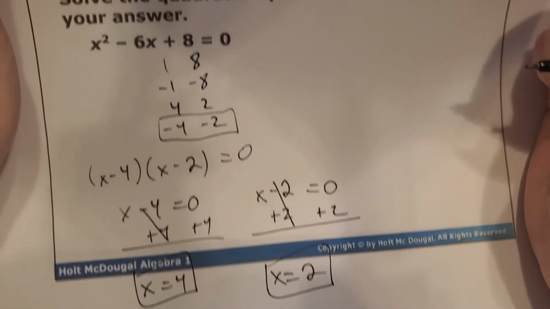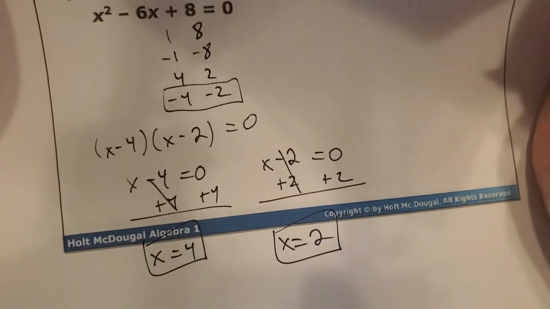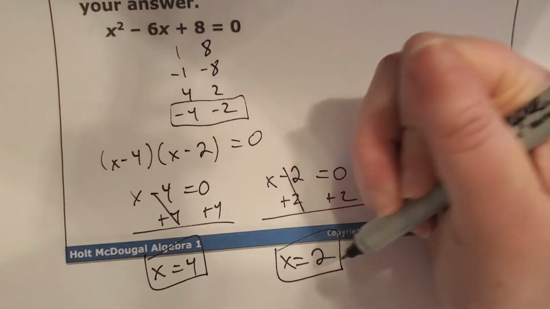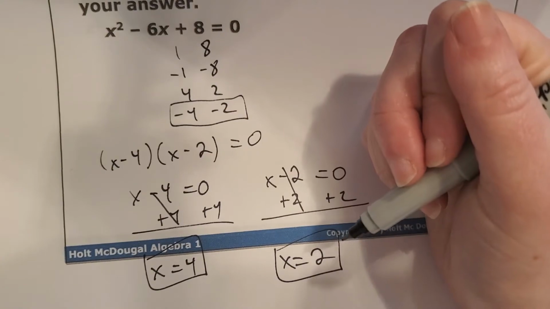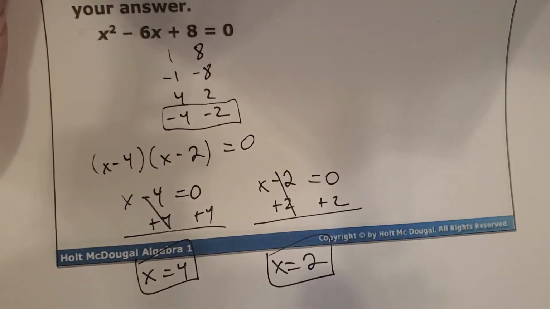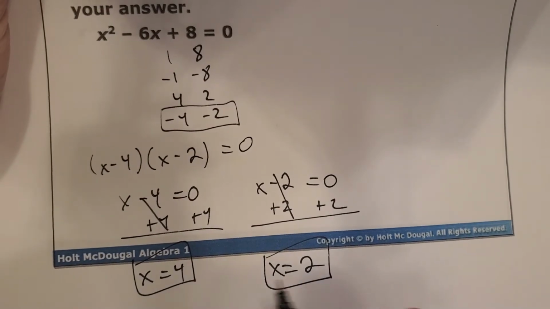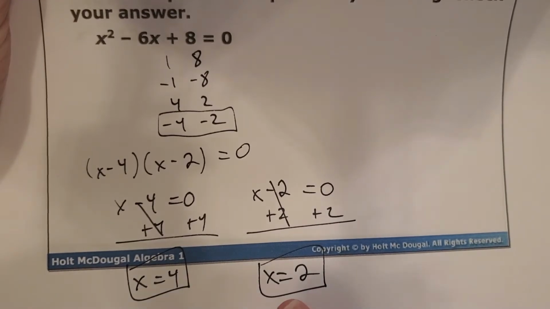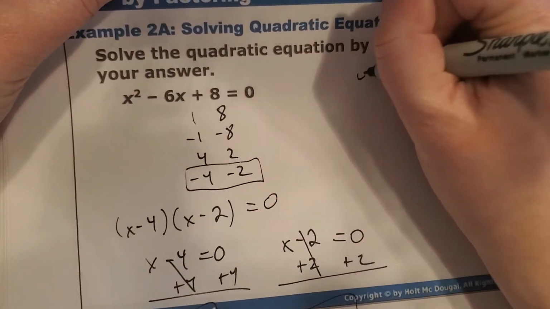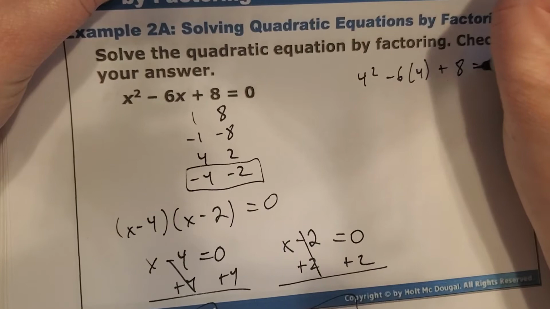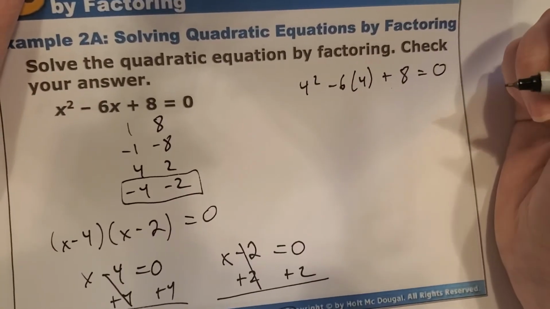Now the question also says check your answer. As I hope you guys remember from the very beginning of the school year, when you check to make sure that the solutions to your equation are correct, you want to plug it back into the original. So we're going to plug both of these numbers into the original, x squared minus 6x plus 8 equals 0. We're going to do this one at a time. So we're going to do 4 first. 4 squared minus 6 times 4 plus 8. We want to see if that equals 0.